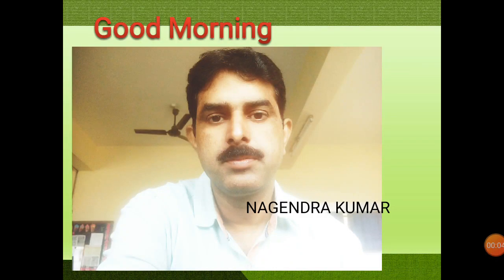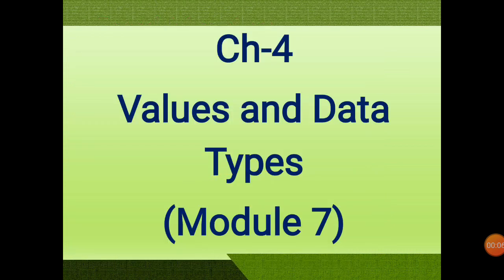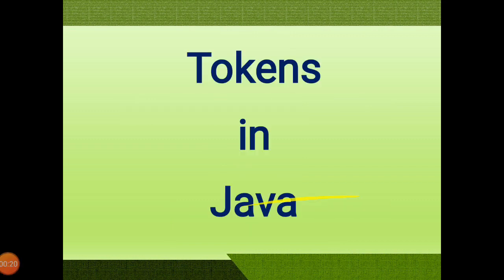In the last video I had discussed your chapter 3, elementary concept of objects and classes. So today I start your chapter 4, that is values and data types. In this class I am going to discuss different types of tokens in Java.